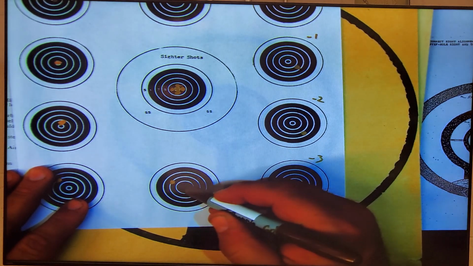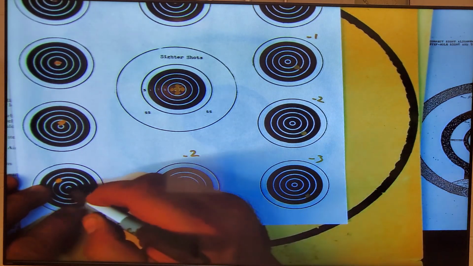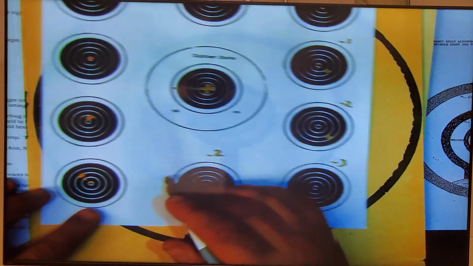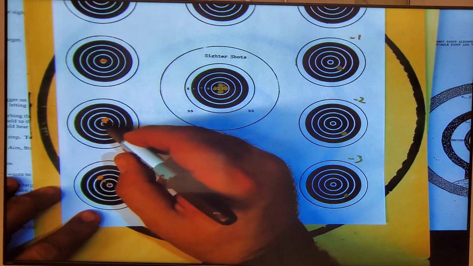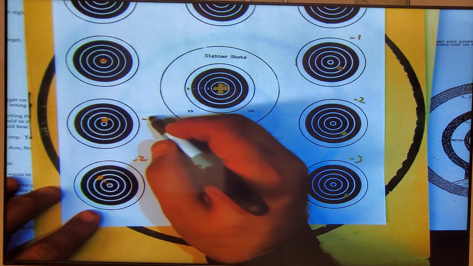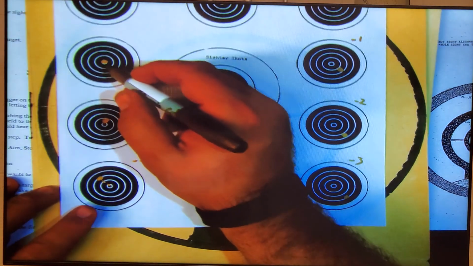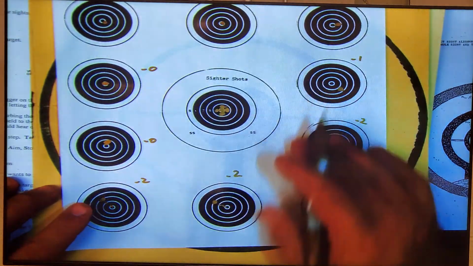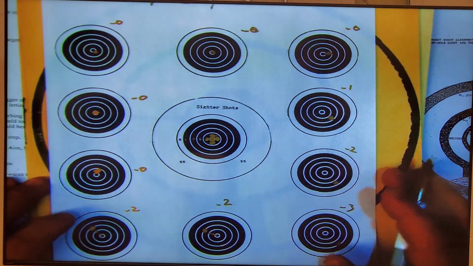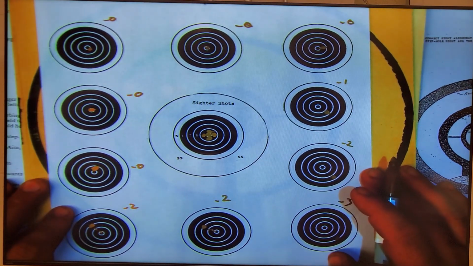We lost 1, 2 here. -2. 1, 2 there. -2. It goes in here. -0. And that one, of course, is a dead center here, so it goes in there. -0.